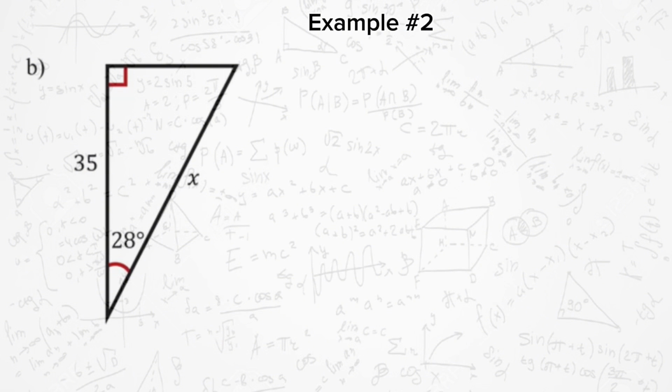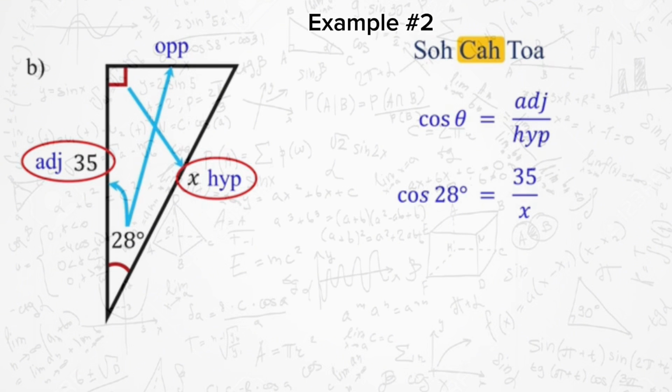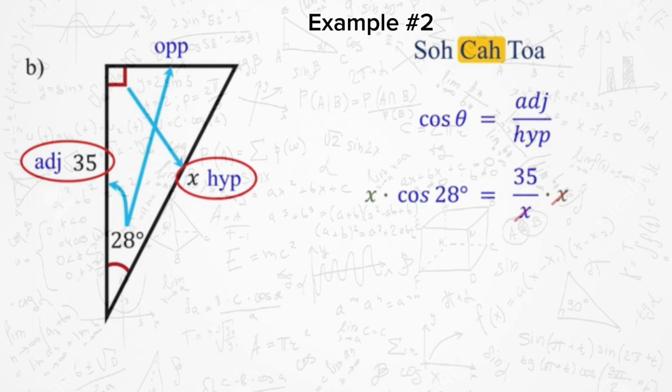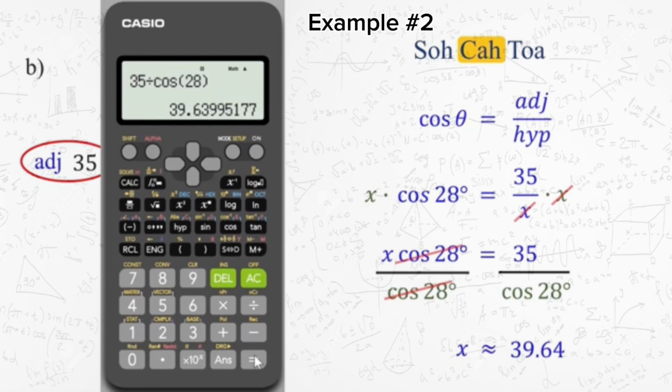First, label the sides. Opposite the right angle is the hypotenuse. Opposite the 28 degrees angle is the opposite side, and the remaining side is the adjacent side. The adjacent side is given, and you are asked to find the hypotenuse. According to SOHCAHTOA, it is the cosine function that relates these two sides, right? So the cosine of 28 is equal to 35 over x. Now, to isolate x, first multiply both sides by x, then divide both sides by cosine of 28 degrees. Using a calculator, 35 over cosine of 28 is approximately equal to 39.64.